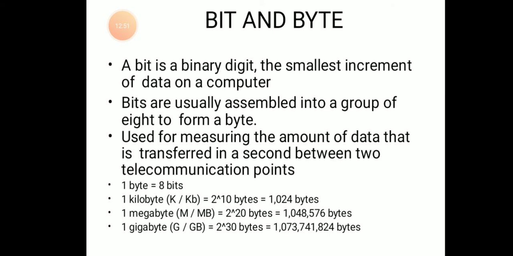So what is that byte? 1 byte is equal to 8 bits. So 8 bits is equal to 1 byte. Again, 1 kilobyte is equal to 1024 bytes or 2 raised to 10 bytes. 1 megabyte is equal to 2 raised to 20 bytes or 10,48,576 bytes. Same as in 1 gigabyte.